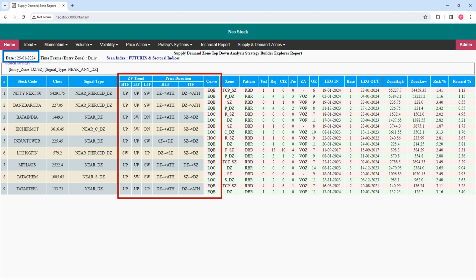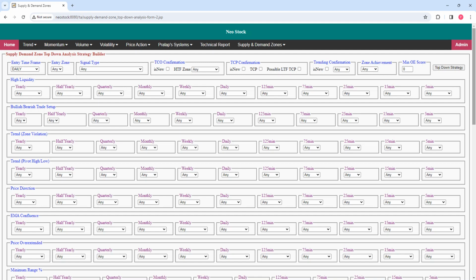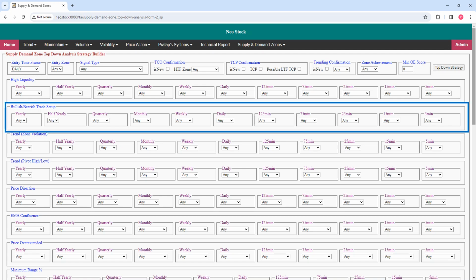And the second major change is in the strategy builder. If you look into the strategy builder, I have added one more parameter, bullish or bearish trade setup. And what is the advantage of adding it? Now it is easy for us to generate the stocks that support either a bullish trade setup or a bearish trade setup.